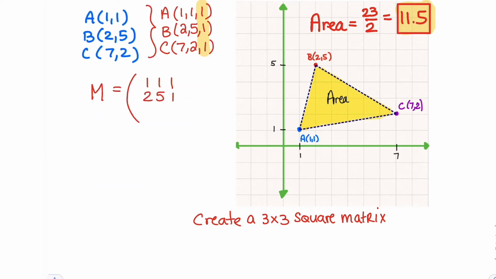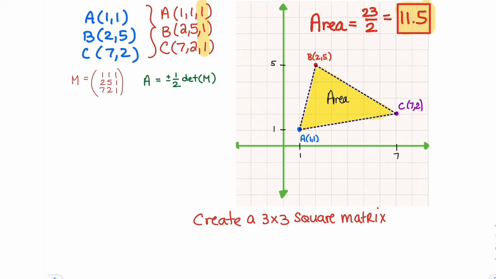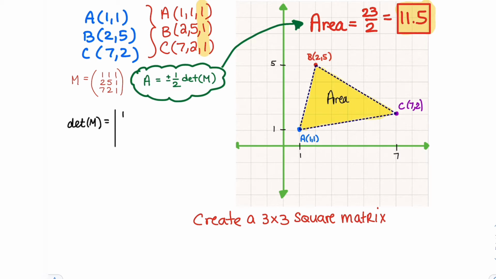Now, aligning them so that they form a rectangular array, or a matrix, we get 1, 1, 1, 2, 5, 1, 7, 2, 1 as our matrix. Now, the area of our triangle is going to be equal to plus or minus 1/2 the determinant of this matrix. And it's plus or minus 1/2 because area always has to come out positive, and sometimes the determinant gives us a negative number. So when we calculate a 3x3 determinant, we copy the first 2 columns to the right side of that matrix so that we can look at diagonals one way and then diagonals another way.